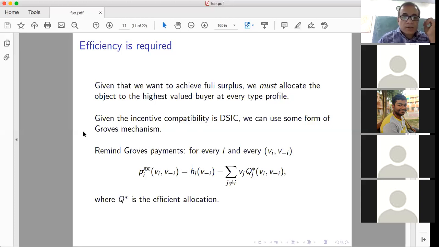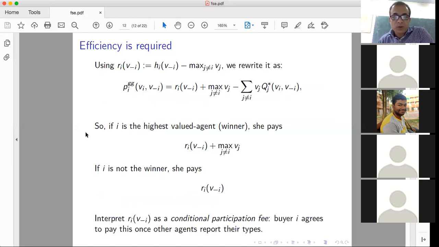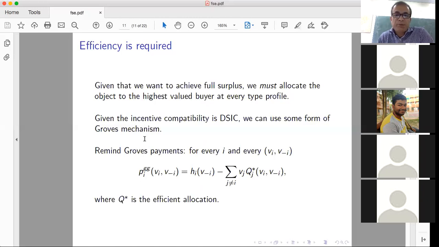Okay, so very vaguely, what we know is that if you want to extract full surplus, we may as well use a Groves mechanism, whose payment looks something like this.